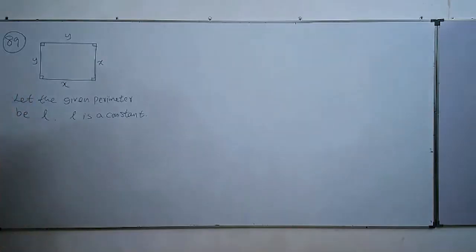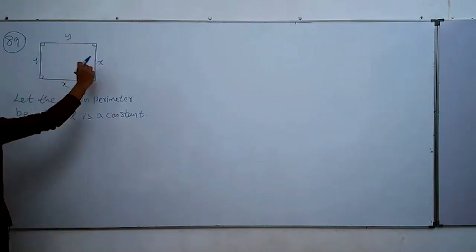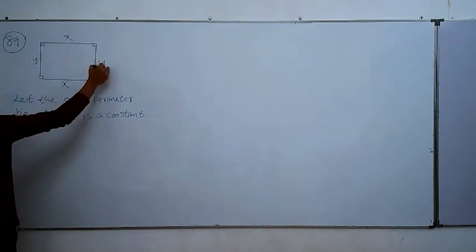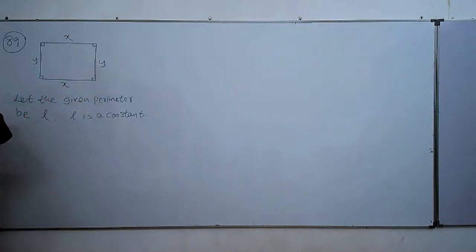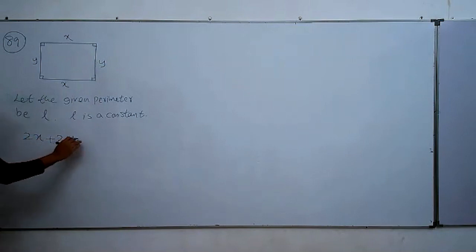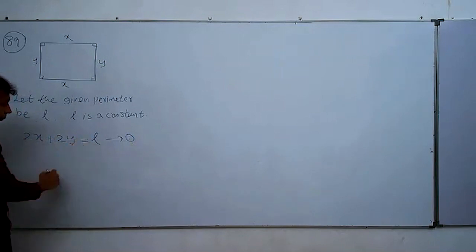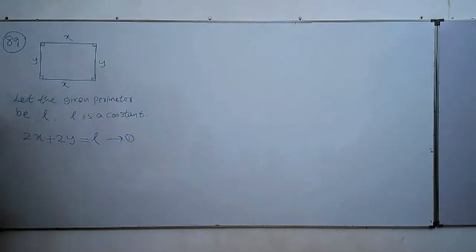Then if I write an expression for this L, this is x, this is y. The total perimeter is going to be 2x plus 2y. 2x plus 2y equals L. This is the first equation we can write. Okay. Secondly, if I take the area of this rectangle as capital A, area A we can write as the product xy.